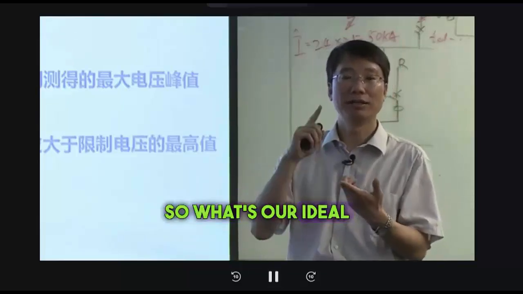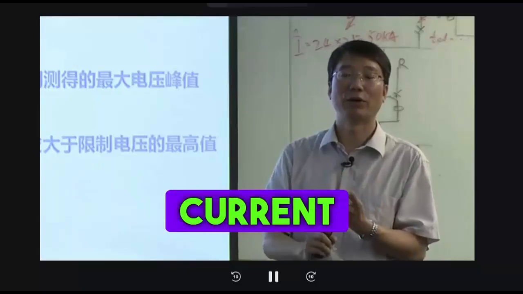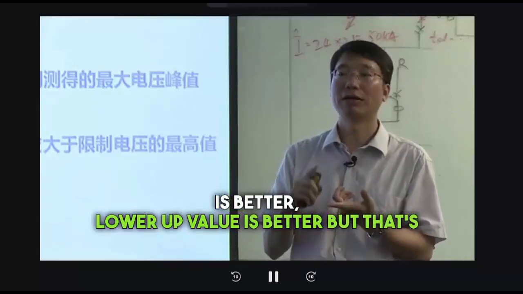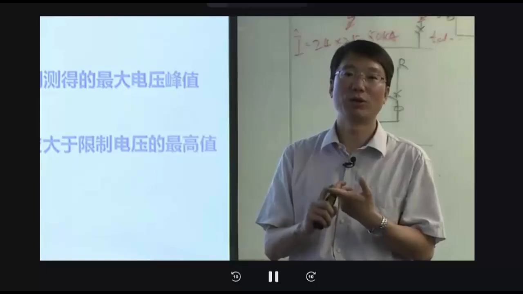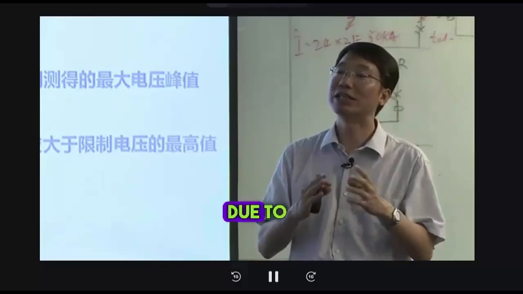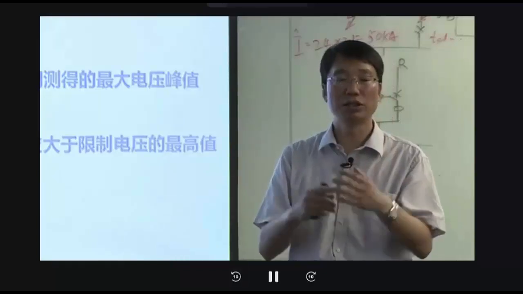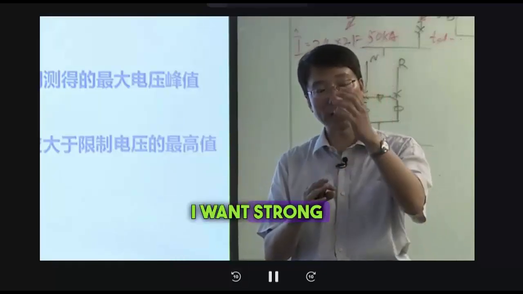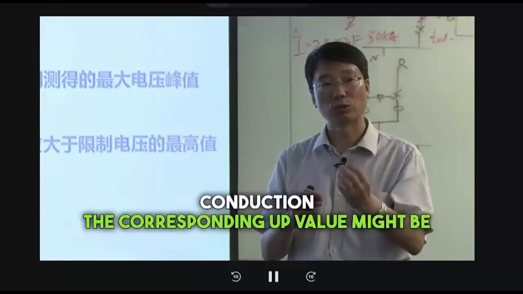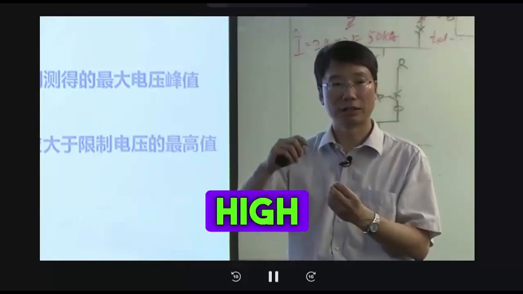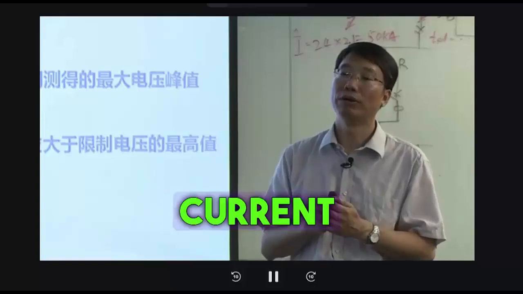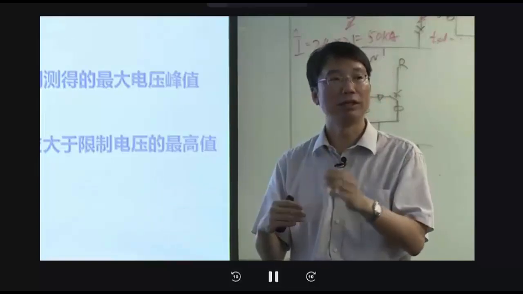So what's our ideal SPD? Higher discharge current is better, lower Up value is better, but that's ideal. Due to SPD's structure, it's contradictory. I want strong discharge current conduction. The corresponding Up value might be high. If I limit Up, discharge current drops too. So what do we do?